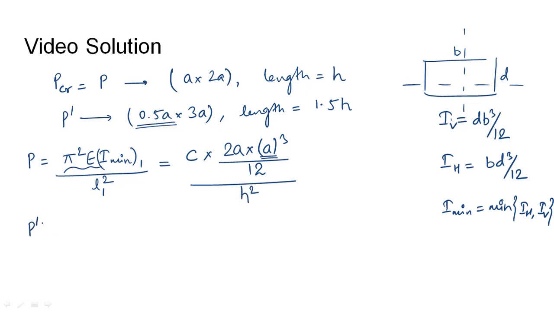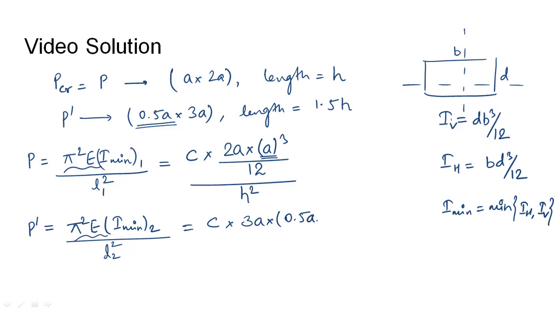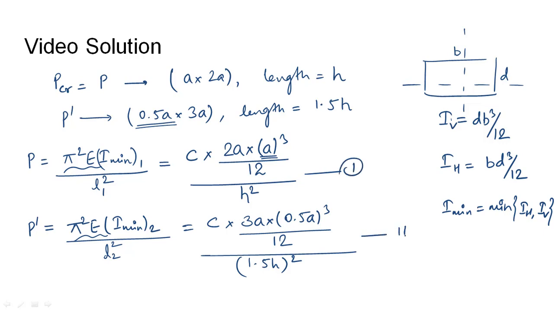Similarly for the other column, P dash equals pi square E, its inertia will be different, I minimum 2, divided by L2 square. So pi square E will remain the same, C. I minimum for this would be 3a into 0.5a cube divided by 12, divided by 1.5h square. Let us call these equation 1 and equation 2.